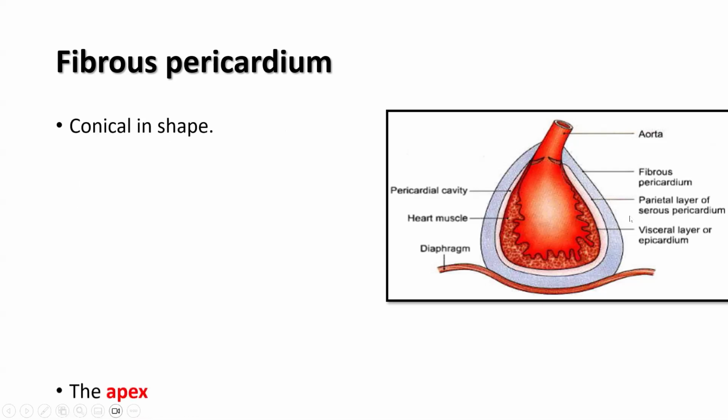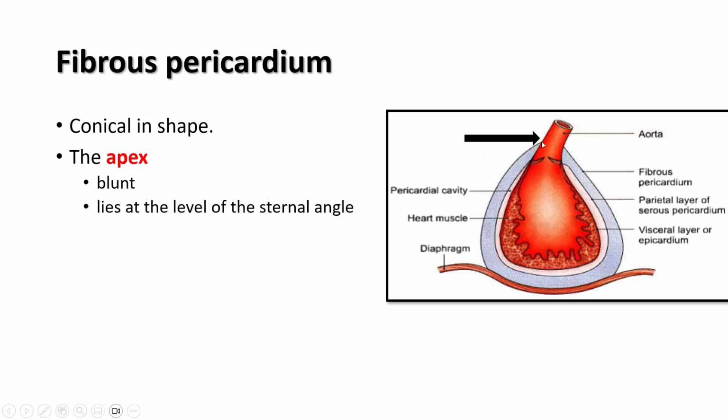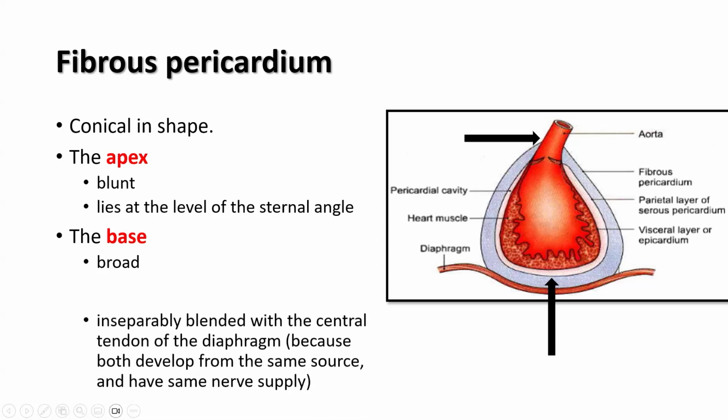So, fibrous pericardium is conical in shape. It has an apex. Here is the apex of the fibrous pericardium. The apex is blunt and it is located at angle of Lewis or sternal angle. So, apex of the fibrous pericardium is located at the level of sternal angle. And opposite the apex, there will be a base. This is the base of the fibrous pericardium. And the base of the fibrous pericardium is definitely broad. We can see this in this picture.